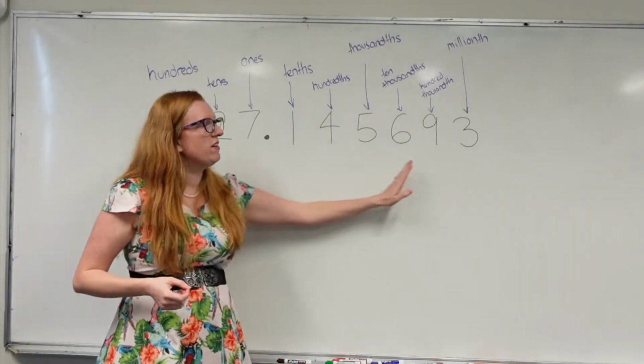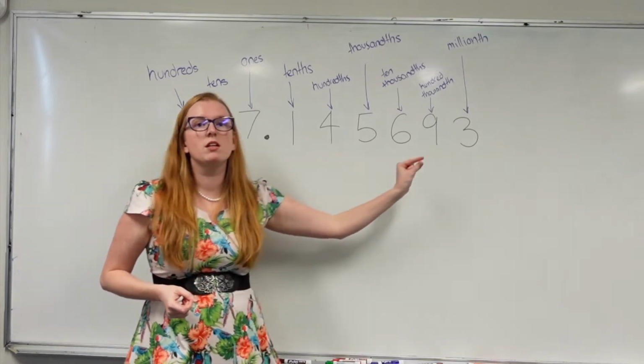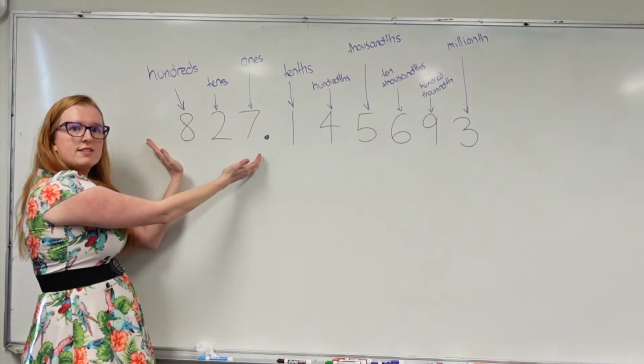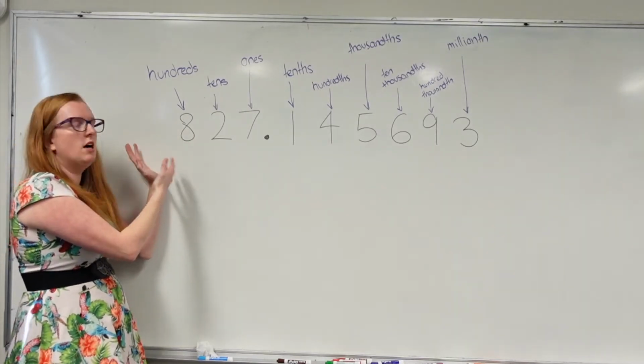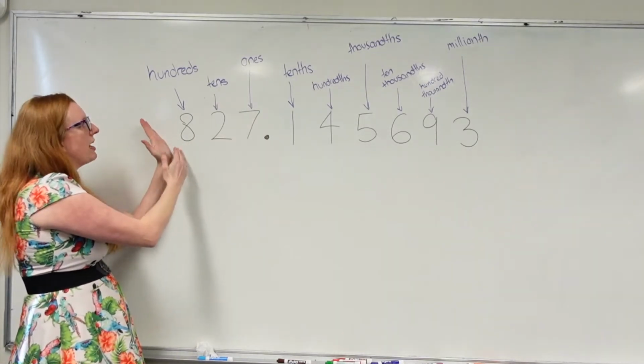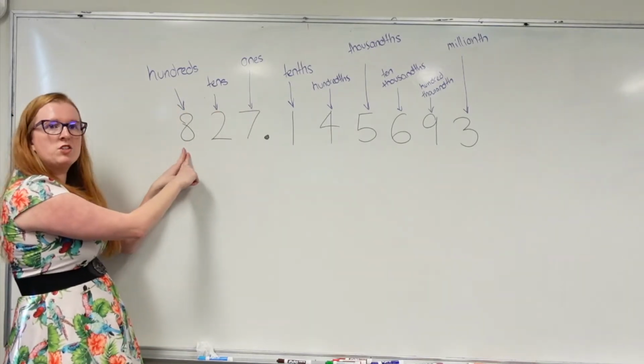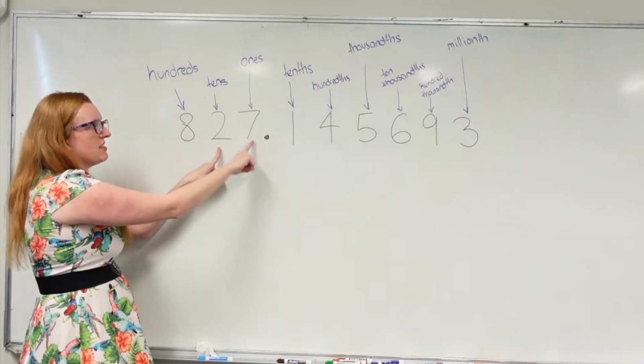Now, each of these numbers represents a part of a whole number. And the further away from the decimal point you go, the smaller the parts are. So these here on this left-hand side of the decimal point, they're whole numbers. I'm familiar with this. This is just 827, easy. So I know that this number here is my hundreds, this is my tens, this is my ones.